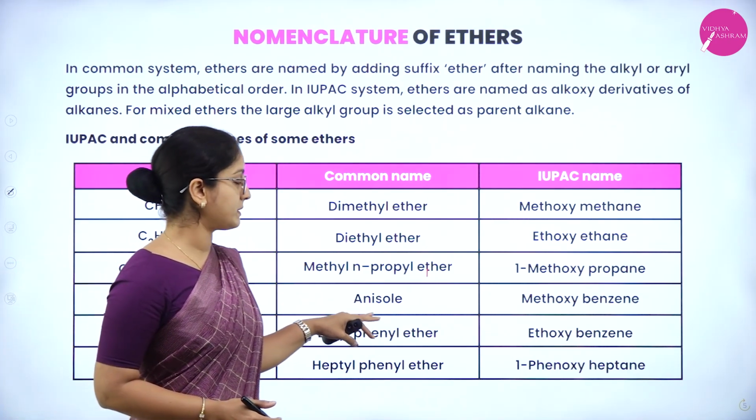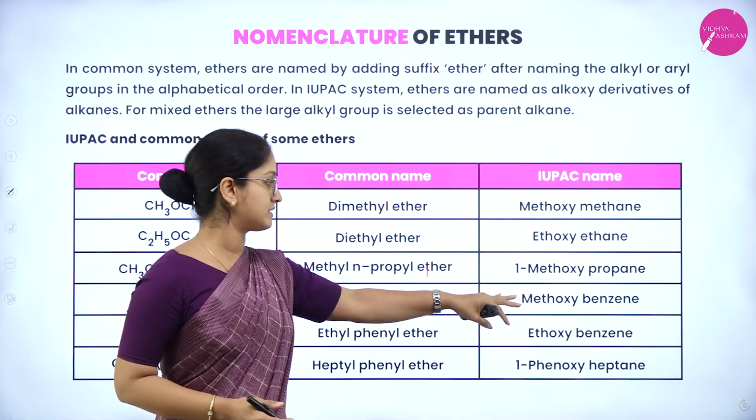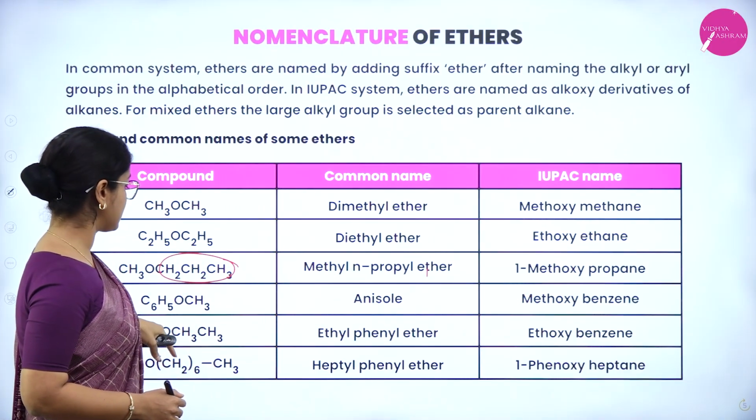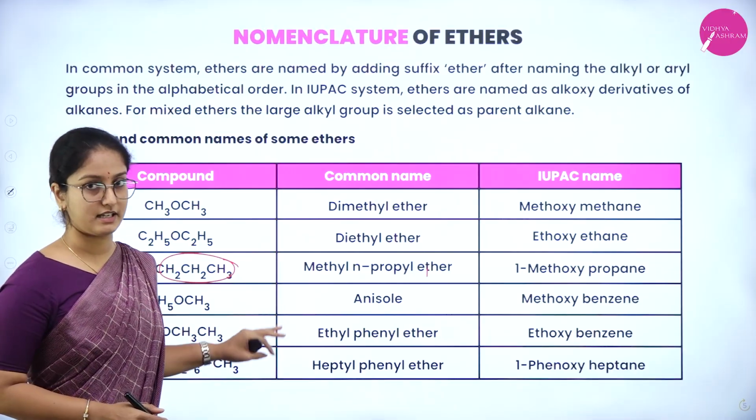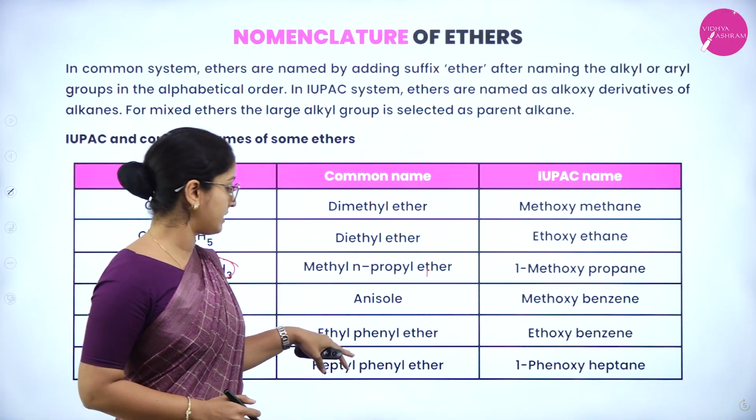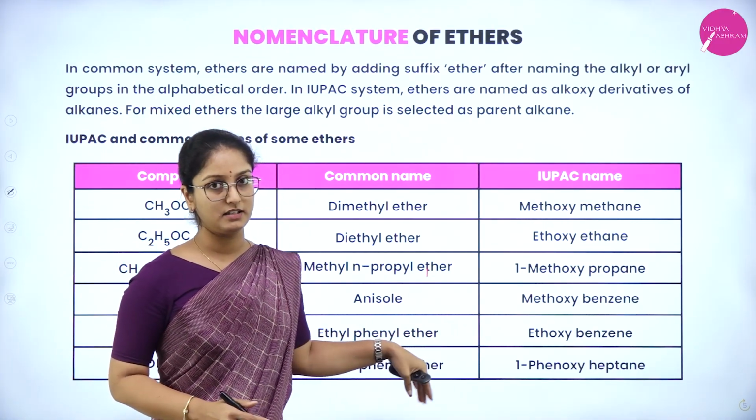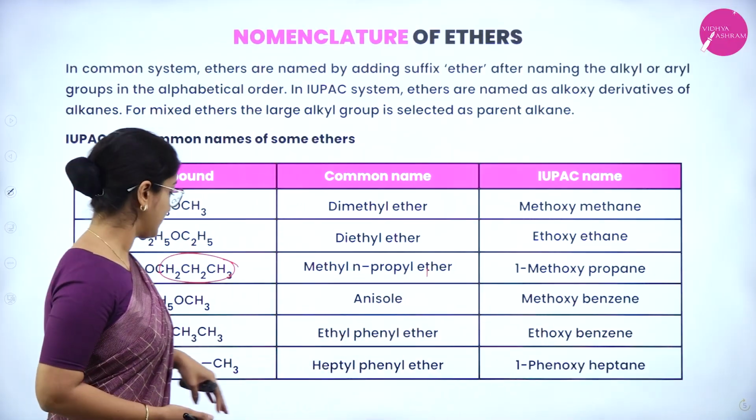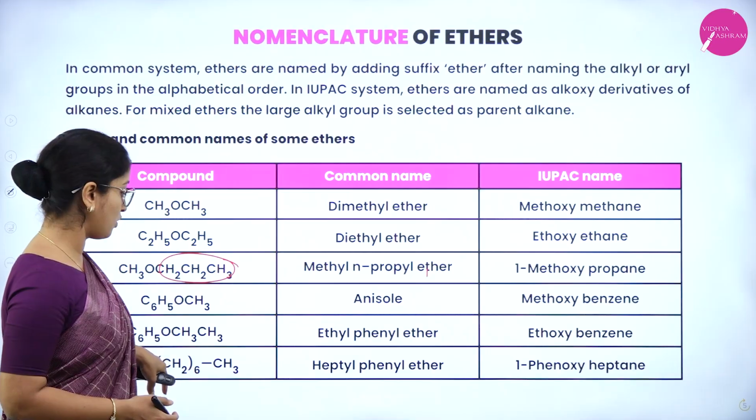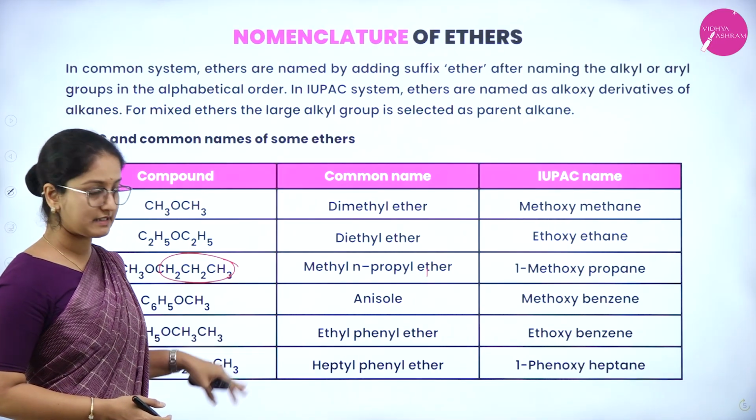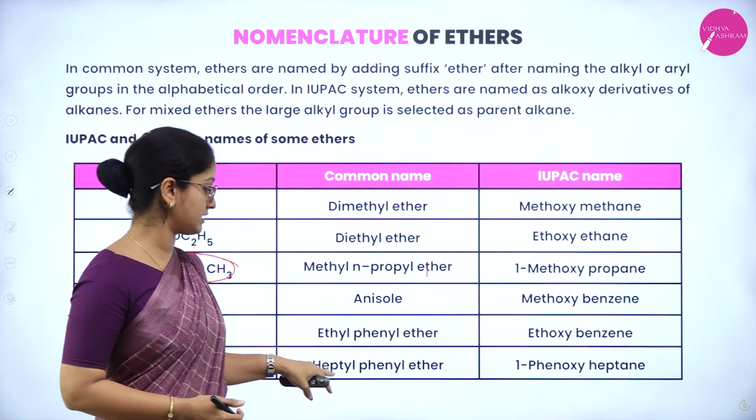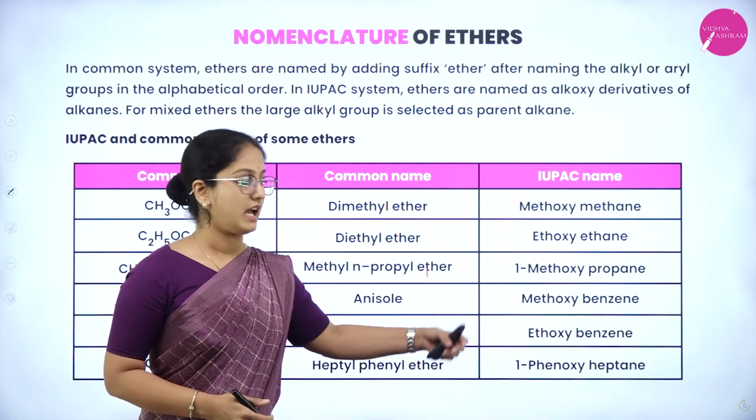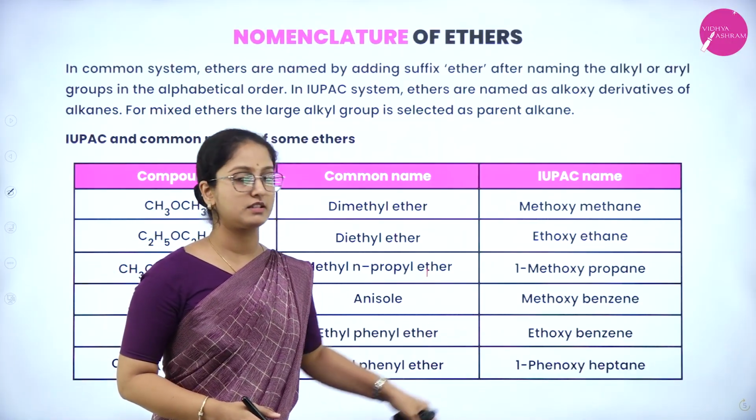Next is C6H5OCH3. So it is having a common name anisole, but IUPAC name is methoxybenzene. Next is C6H5OCH2CH3. So it is having a common name ethyl phenyl ether, but the IUPAC name is ethoxybenzene. Next is C6H5O(CH2)6CH3. Therefore, it is having a common name heptyl phenyl ether and IUPAC name is 1-phenoxyheptane.